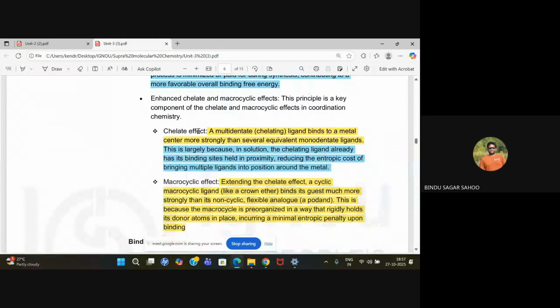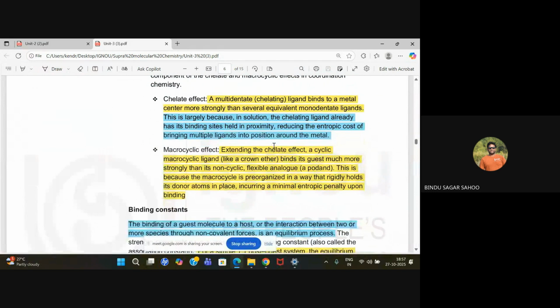Okay. And you can also take the macrocyclic effect. Macrocyclic effect, I already told you: crown ethers and cryptands can show the macrocyclic effect, but linear chains, the open-chain structures, cannot show a macrocyclic effect. This is because a macrocycle is pre-organized. Initially, the macrocycle is pre-organized, but the open-chain ligands are not organized.